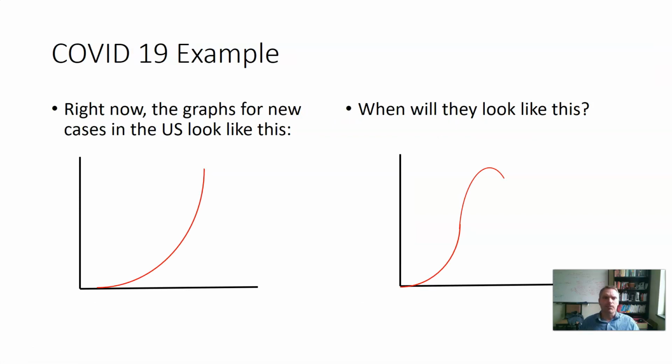First, let's think about the problem itself. Right now, the graphs for new cases in the US look something like that first graph. It's essentially going straight up, with no sign of decrease. The question I'm posing is, when will they start to look like that second graph? When will they start to come back down as we move across the curve? When do the aggregate active cases start to decrease in the United States?